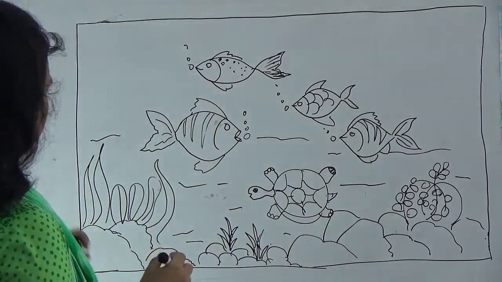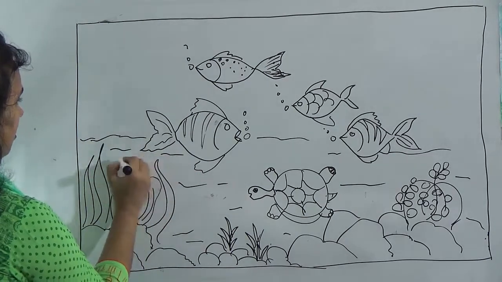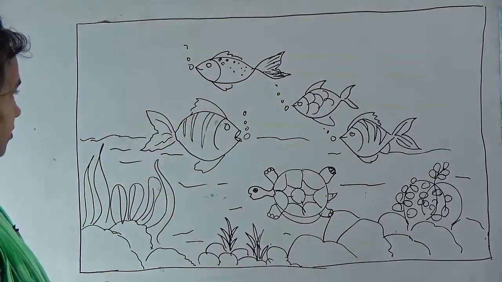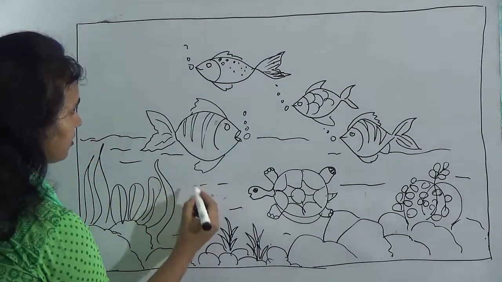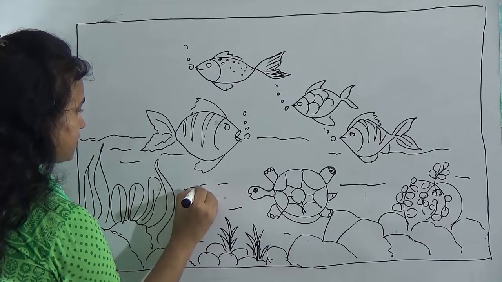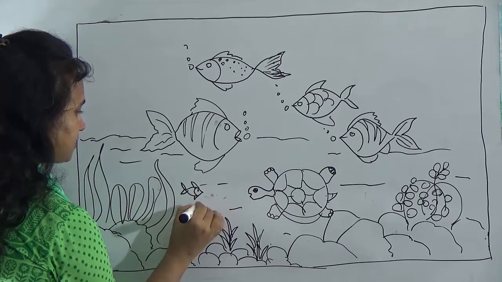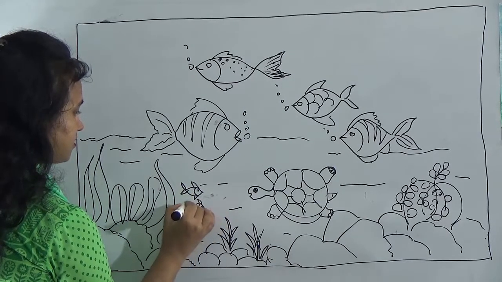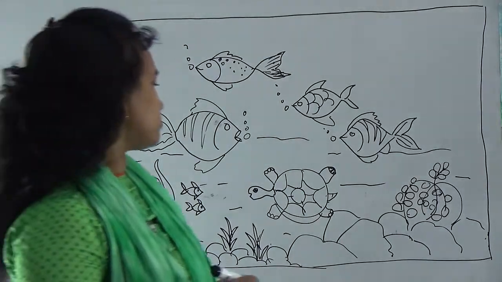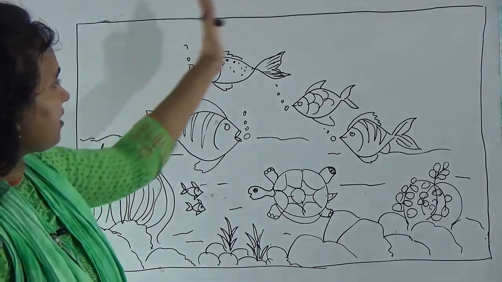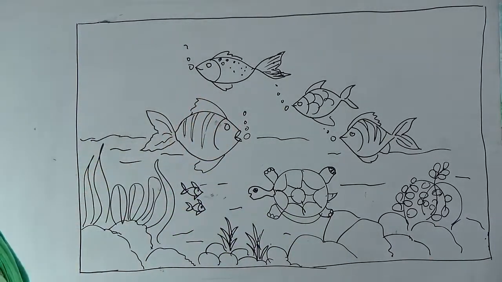You can draw anything which lives in water. Okay, I have drawn here a tortoise and many kinds of fishes. You can draw another small fish here. Okay, dear student, I hope you already understand how to draw aquatic living things.